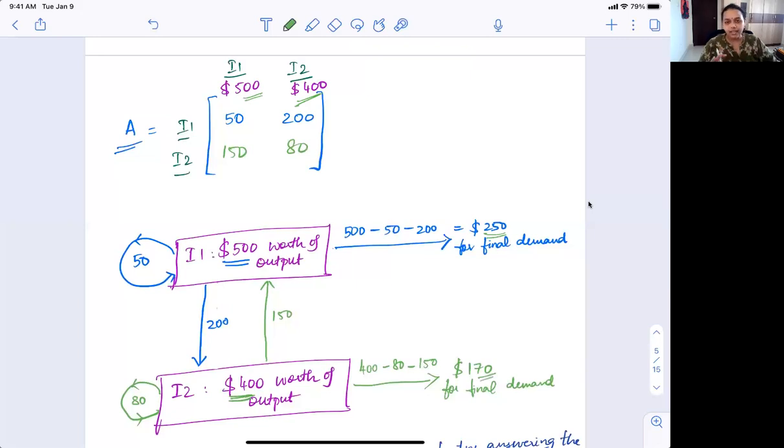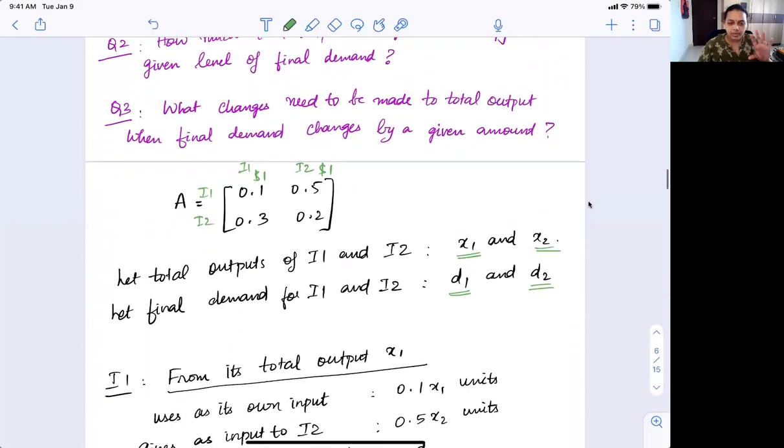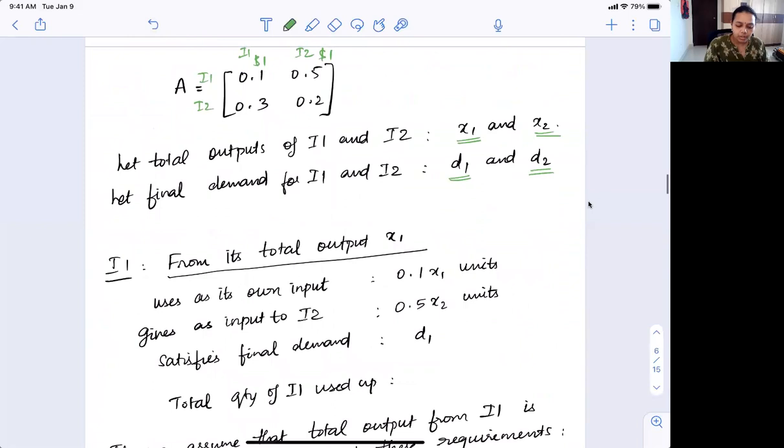All right, now let's generalize and put certain variables in their place. So we have X1 and X2, which is the total output that's actually produced, and D1 and D2 denote the final demand. Now, from its total output of X1, which is the output of industry 1, it is going to use 0.1 times X1, and that will be the input that it's using in its own production.